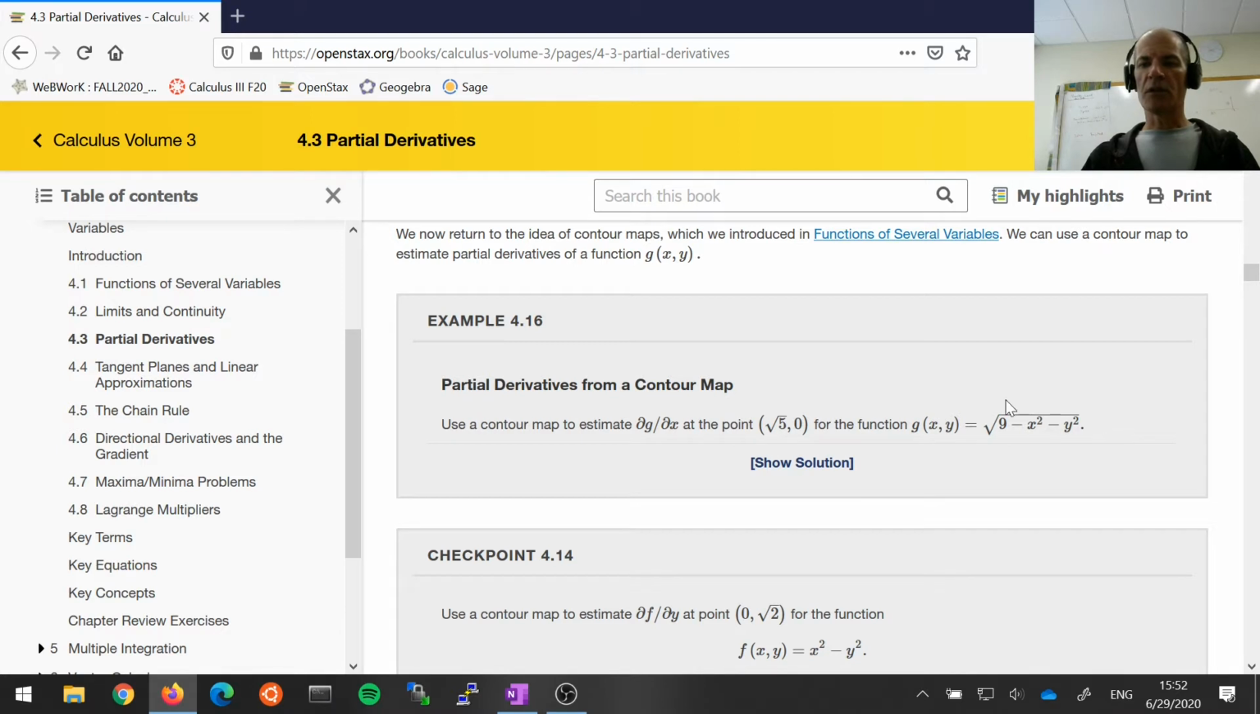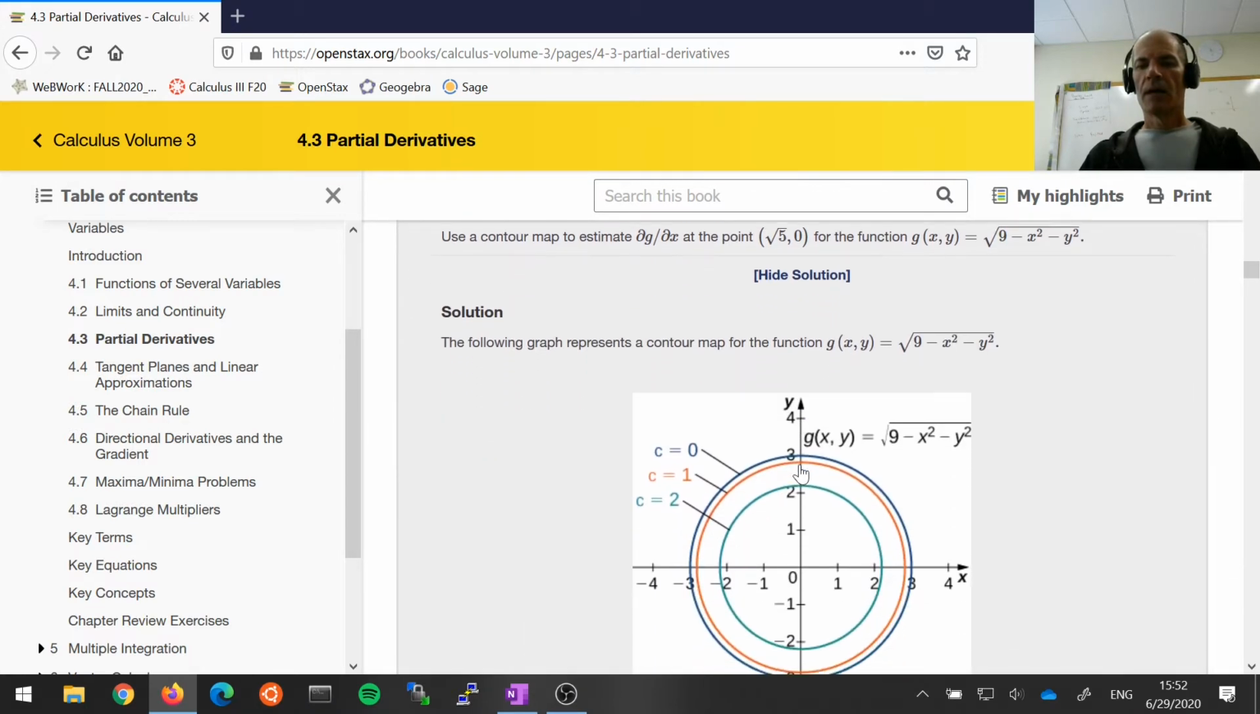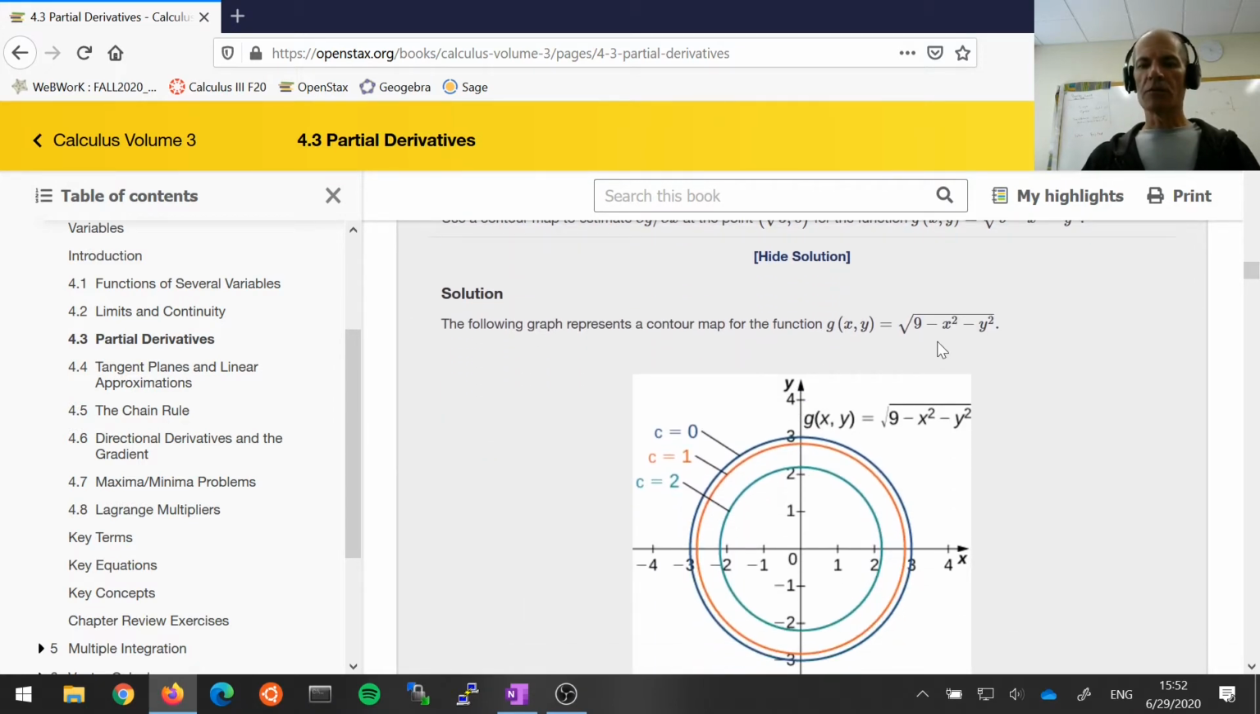Let's remind ourselves of this old example where we have this function g is the square root of 9 minus x squared minus y squared. You may remember from the previous section that this surface is actually the upper half of the sphere of radius 3. All right, well, if we look at the level curves of this thing, we get sort of the expected behavior. The level curve for c equals 2 is a circle. That's the horizontal cross-section of the upper hemisphere.